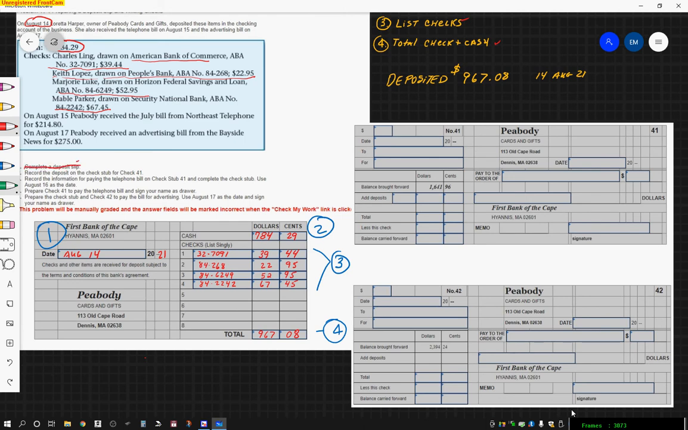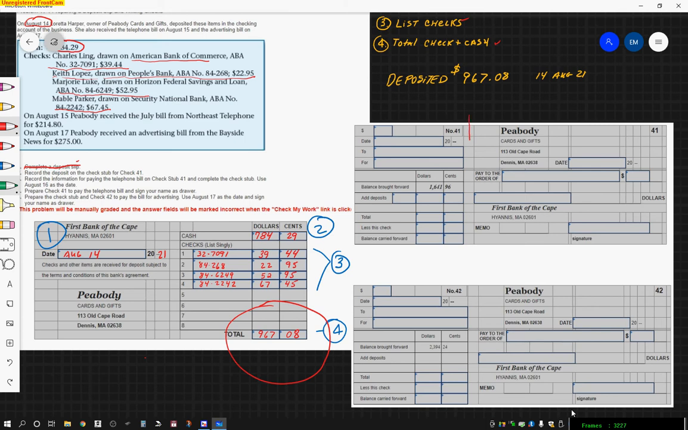There you go. Now we need to record the deposit. So once we have this number here, how much we deposited, we need to do something with that. We want that to be reflected inside of the checkbook. Again, when we're doing a checkbook, the first thing you fill out is the check stub. This is the check stub.